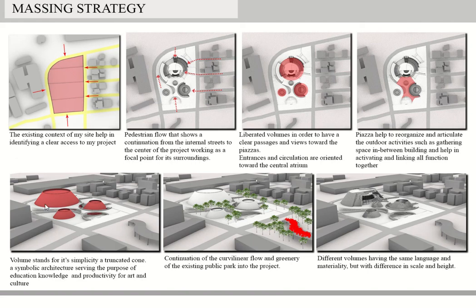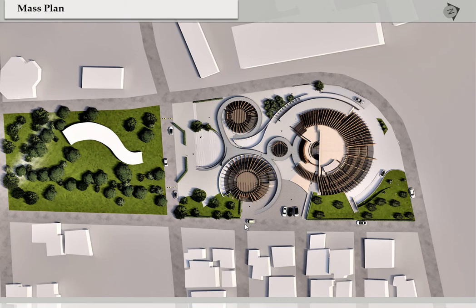So the idea of the project is to act as an urban catalyst for local visitors and students, and its volume stands for its simplicity, a truncated cone, which is a symbolic architecture serving the purpose of education, knowledge, and productivity of art and culture within its base and inclination. Also, I tried to extend the existing public park into the project with a continuation of the curvilinear flow and the greenery.